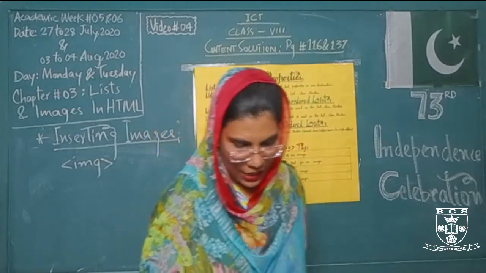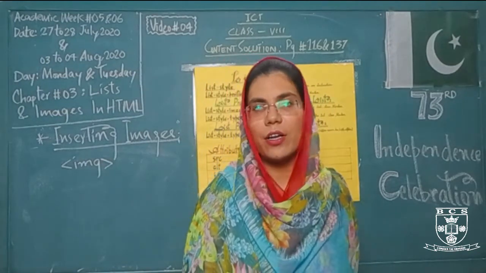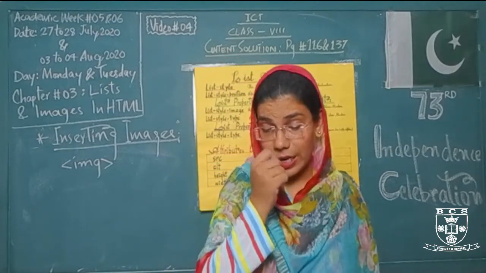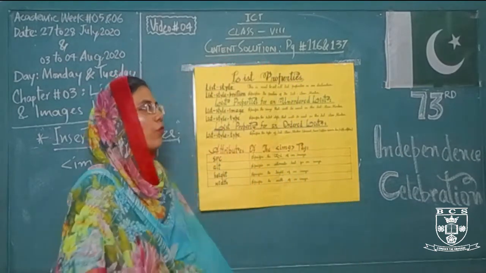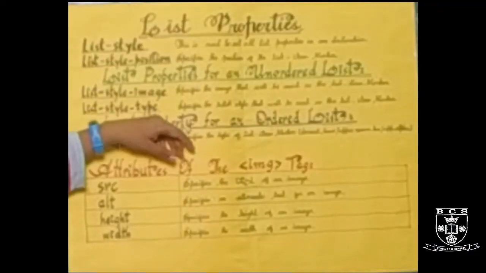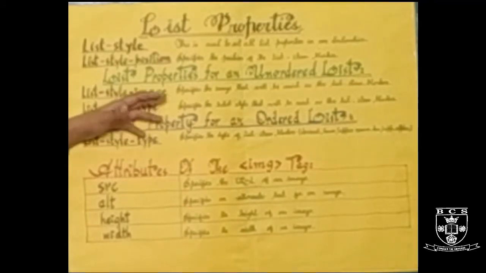The image tag has the following attributes. What are attributes? Attributes are basically predefined functions that we can apply to any property of HTML. Whenever we have to add an image to our web page, we have these predefined functions. The first attribute is SRC. SRC stands for source, from where we are taking the image, through our computer drive or with the help of any other online web page.